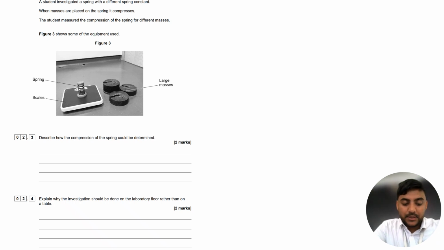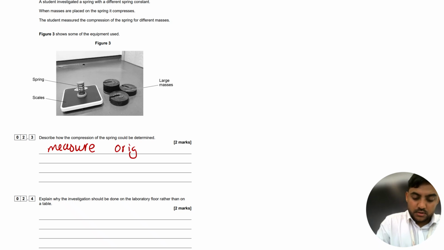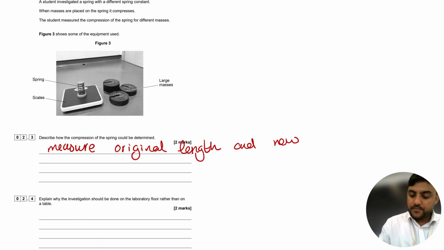Okay? So here a student investigated a spring with a different spring constant. When the masses are placed on the spring, it compresses. The student measured the compression of the spring for 4 different masses. Describe how the compression of the spring could be determined. One way to do it is measure original length and new length.